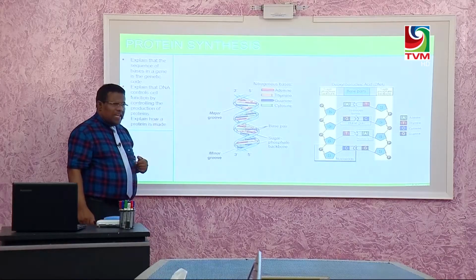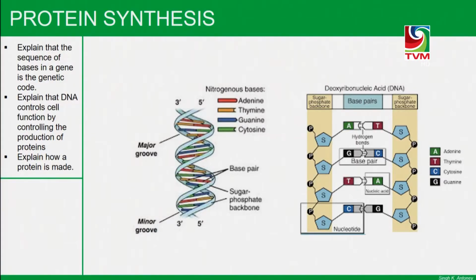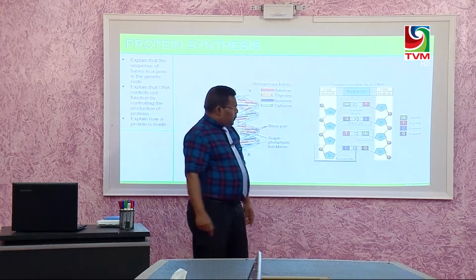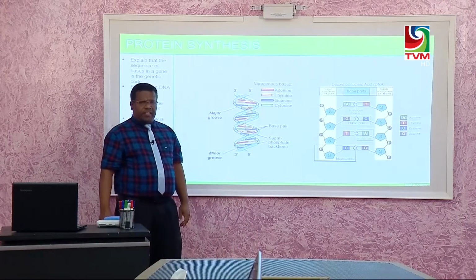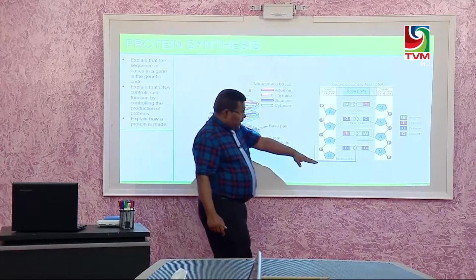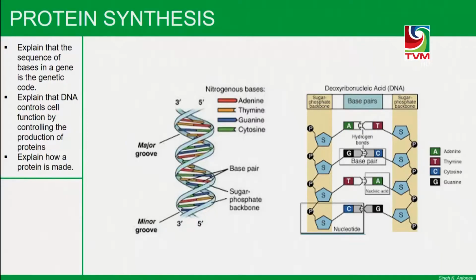And this double helix model can be compared to a spiral ladder. Here is the upright of the ladder. The upright of the ladder is made up of the sugar molecule and the phosphate. And the rungs of the ladder are made up of the nitrogen bases. And the nitrogen base of one strand is pairing with the nitrogen base of the other strand. And they are not pairing as they like. They are pairing according to the rule of base pairing.